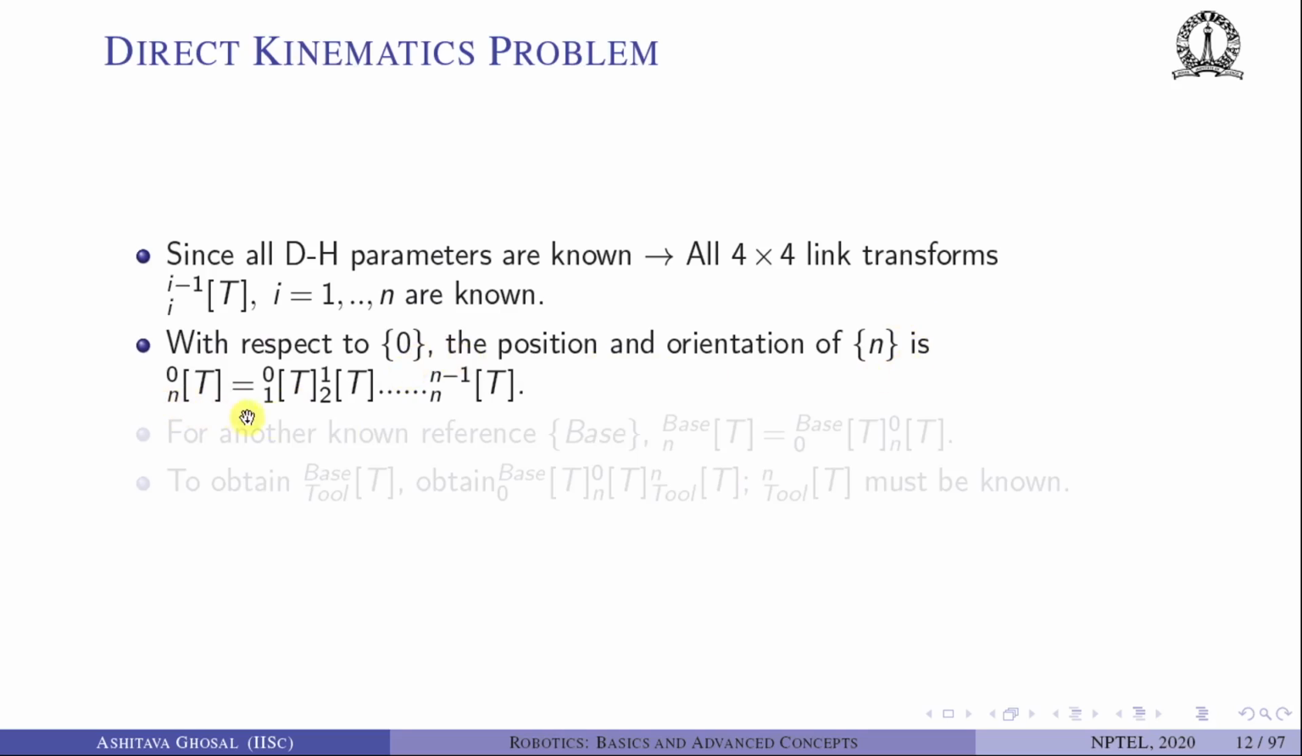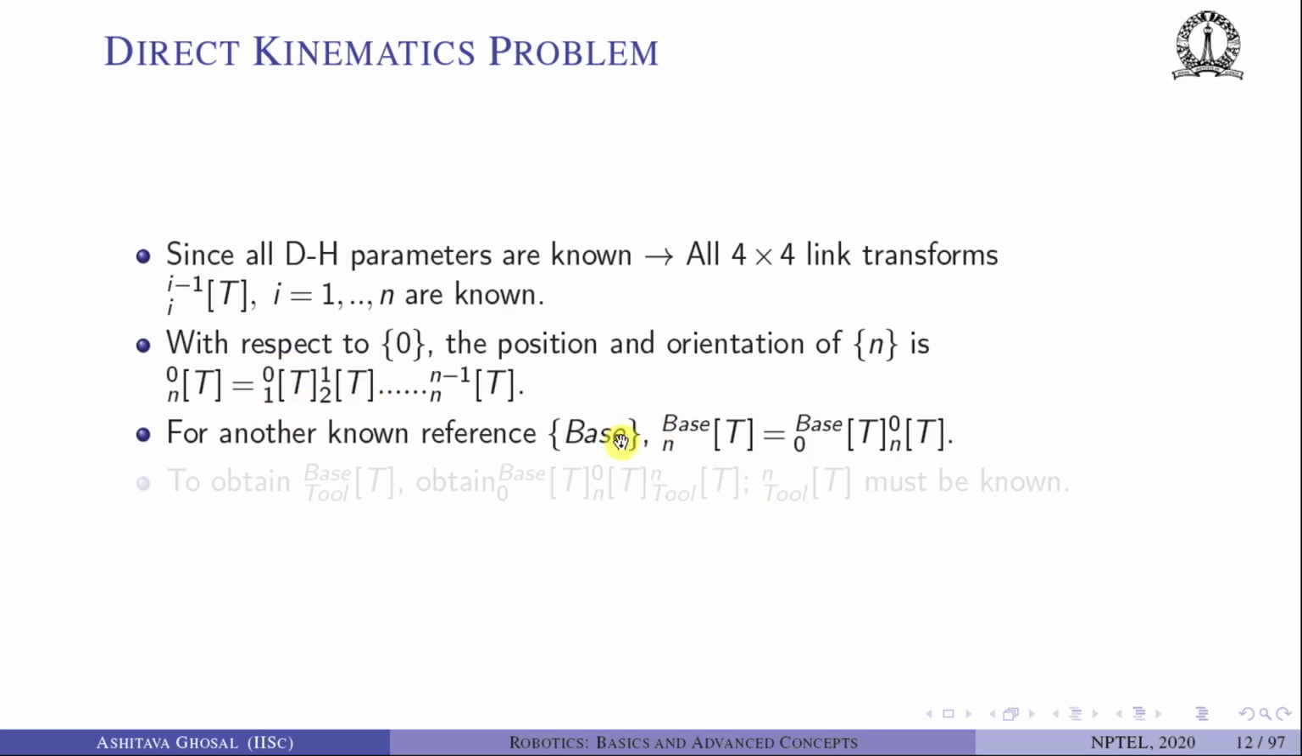With respect to the fixed base zero coordinate system, the position and orientation of link n is nothing but the product of these link transformation matrices. So 0 to n T is nothing but 0 to 1 T, 1 to 2 T, up to n-1 to n T. Okay, so is the direct kinematics problem more or less solved? Yes, because all the DH parameters are known, all the right hand side is known, so we just multiply matrices one after another and we can find the position and orientation of the nth link with respect to the 0th link.